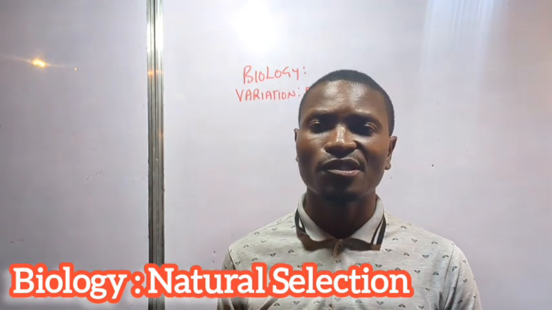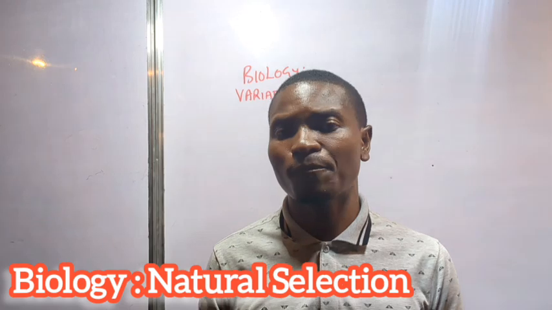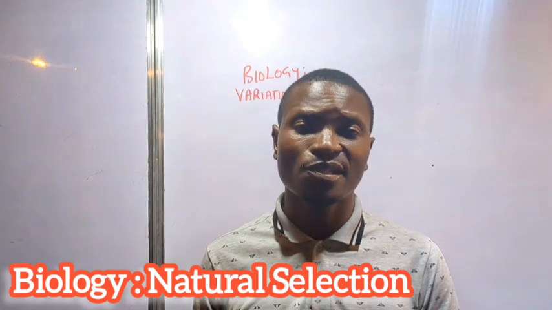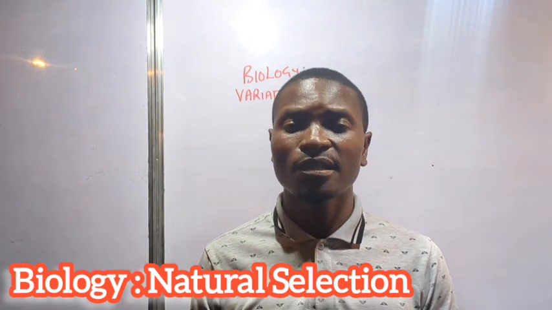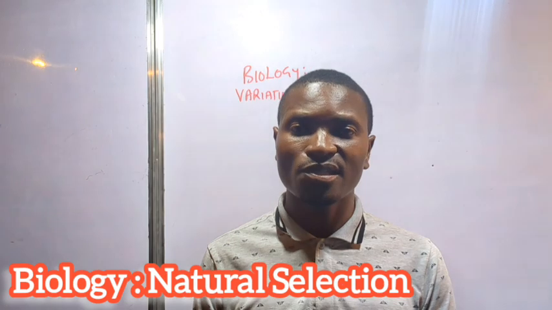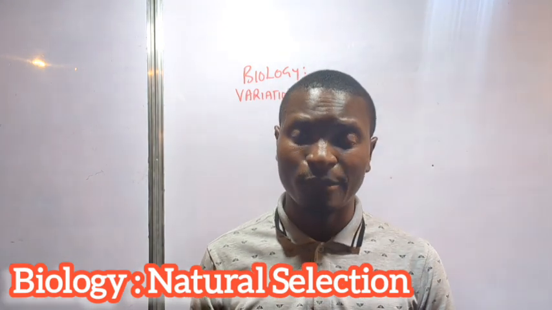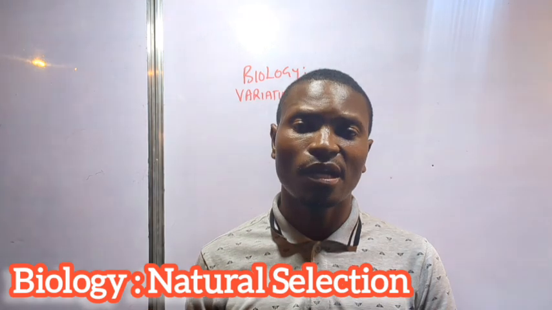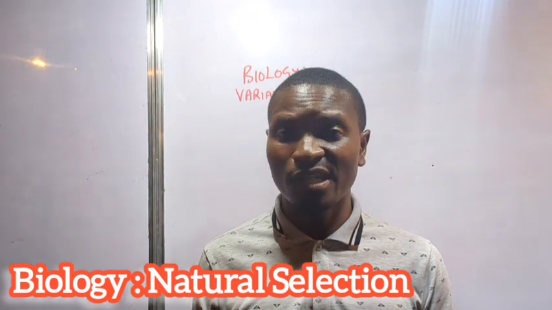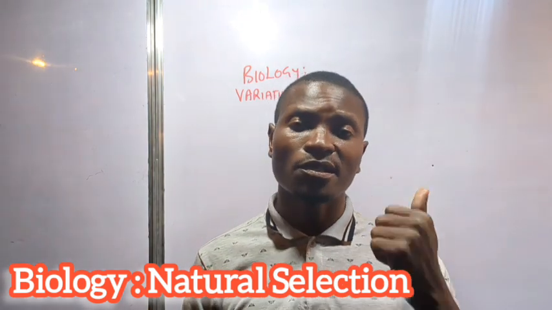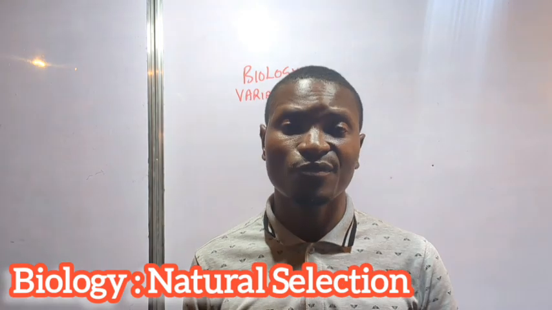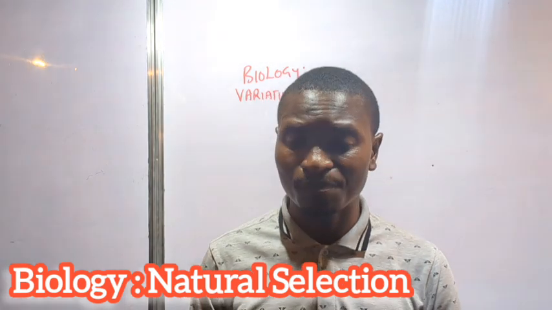So we looked at the definition of variation, which we can just say are differences that exist among individuals, organisms, or species, or individuals of the same species. Then we also talked about the types of variation. We talked about discontinuous variation, we talked about continuous variation, and then we also gave examples.